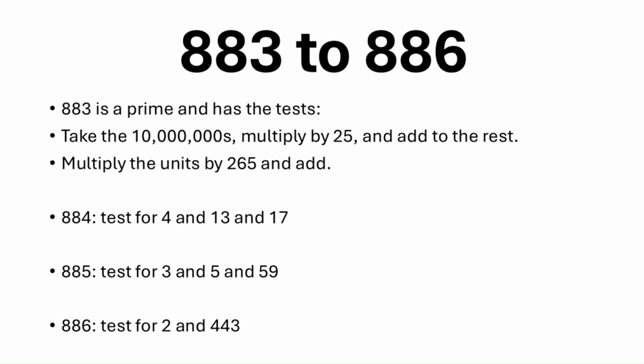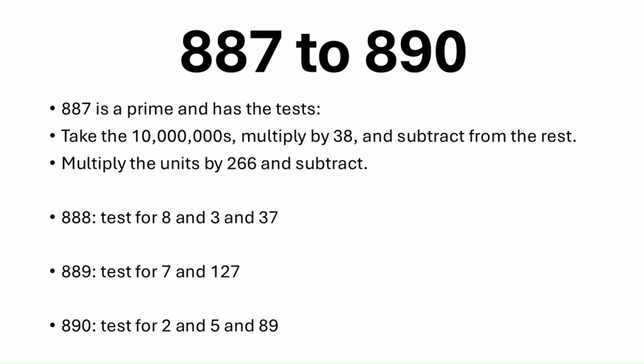884, test for 4 and 13 and 17. 885, test for 3 and 5 and 59. 886, test for 2 and 443. 887 is a prime and has the tests. Take the 10 millions, multiply by 38, and subtract from the rest. Multiply the units by 266 and subtract.